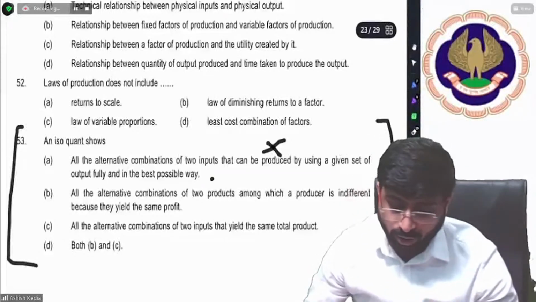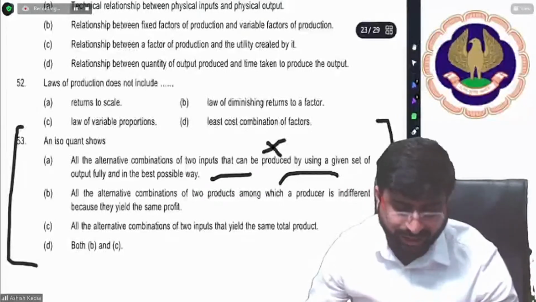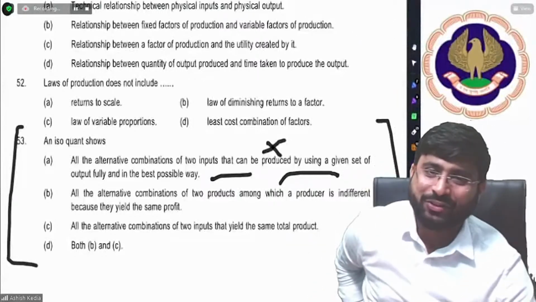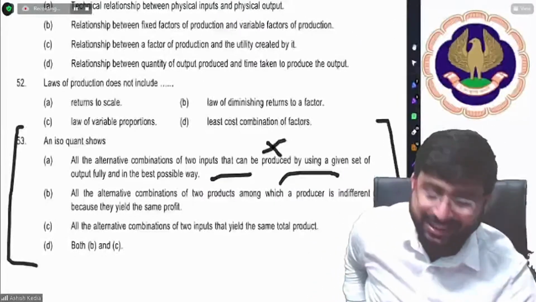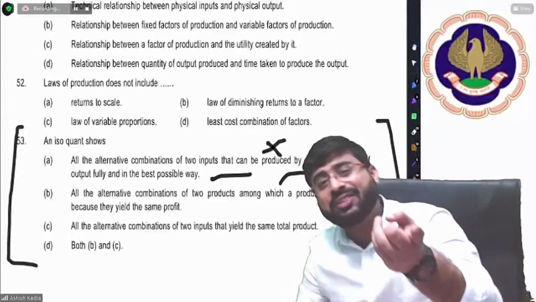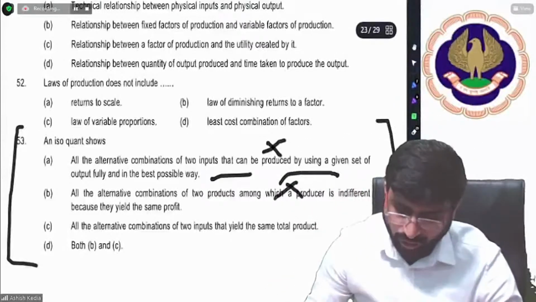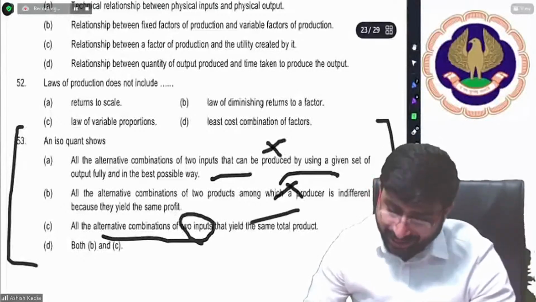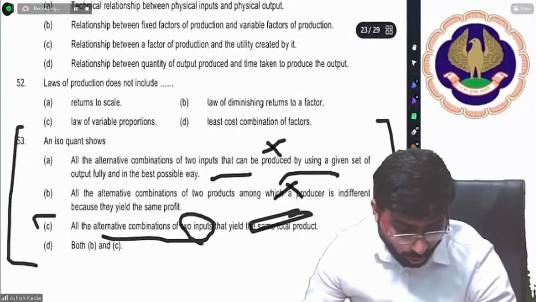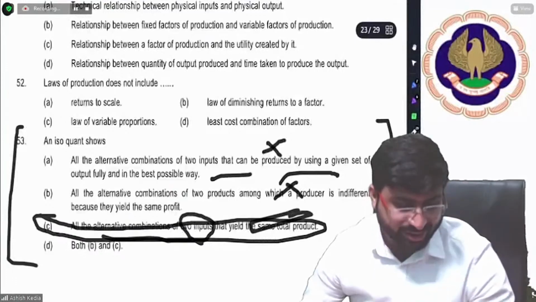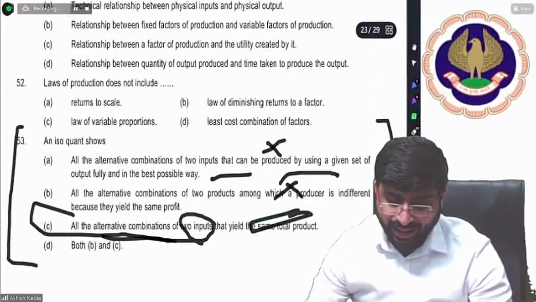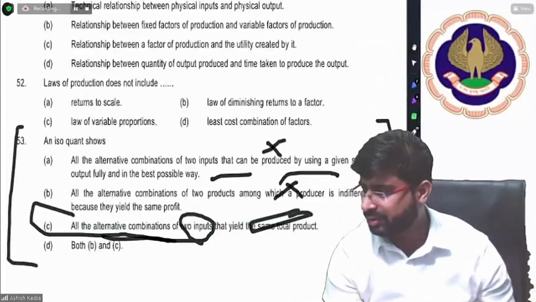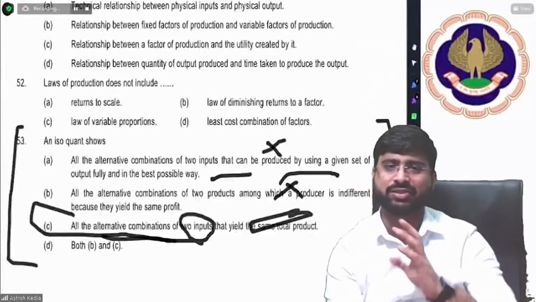All the alternative combination of two products among which a producer is indifferent because they yield the same profit. Remember, we are talking about isoquant. So it doesn't mean that they yield the same profit. It's because they give the same output level. So this is wrong. All the alternative combination of two inputs, yes, that yield the same total output level. And so your option will in reality be C. And I have also told you, remember that isoquant is much like as we had studied indifference curve.